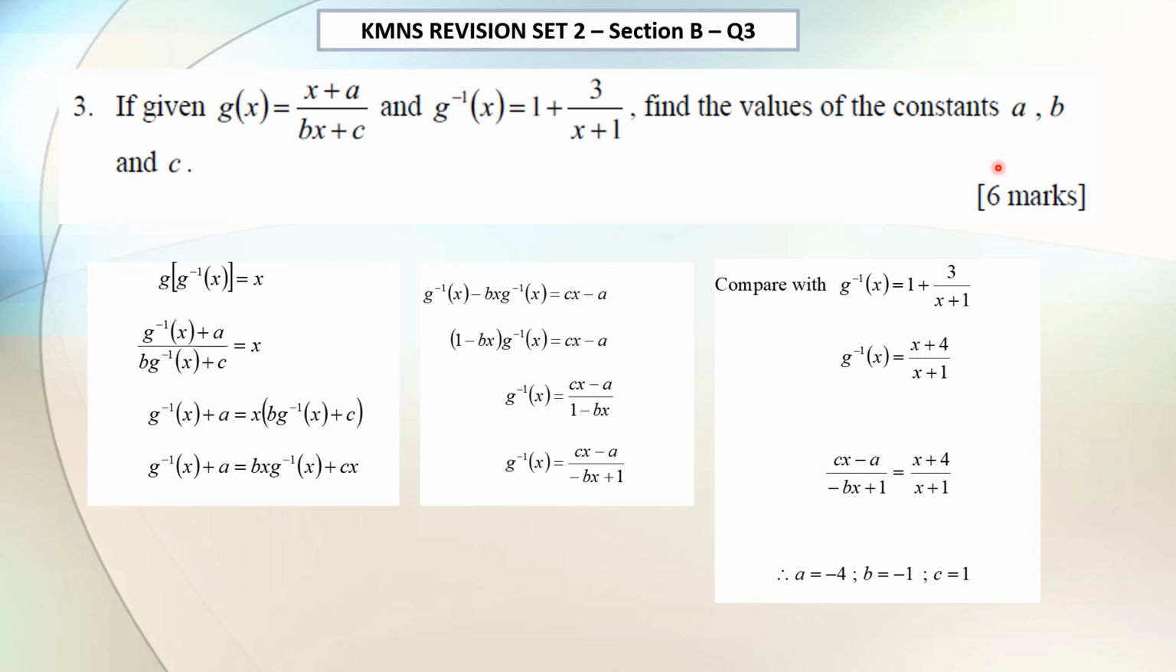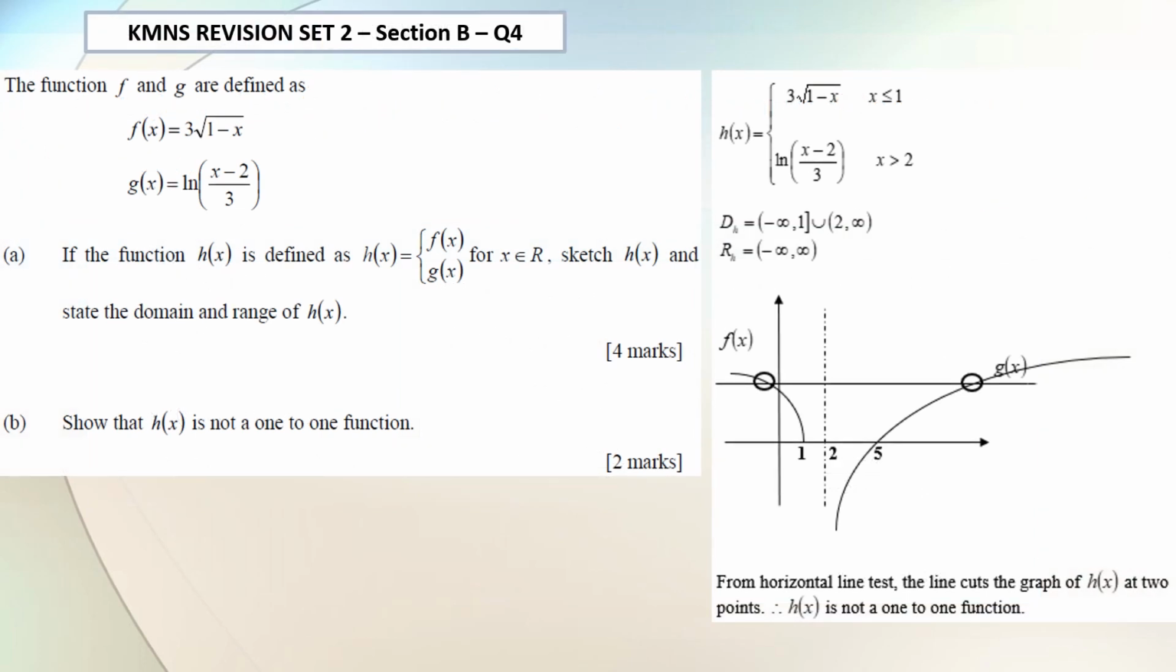So what we need to do is to use the property of g inverse of g(x) equals x here. And then we work it out to get something like this, to get your inverse value. So we just compare the inverse that you get with the inverse that you have already from the question. Then you will get a equals -4, b equals -1, and c equals 1.